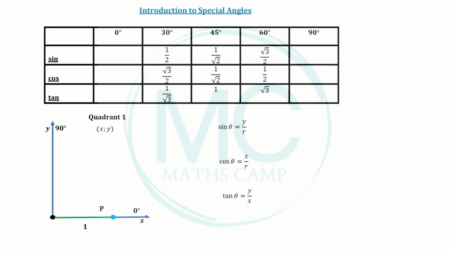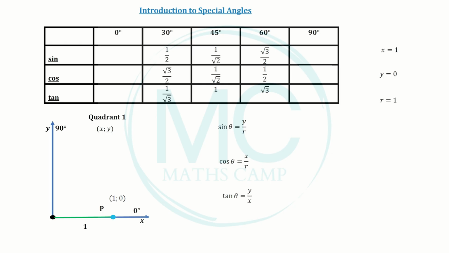Now the x-coordinate of point P is the distance between P and the origin along the x-axis. The point is 1 unit from the origin, so the x-coordinate of point P is 1. The value of the y-coordinate is the distance of the point from the x-axis. Point P is on the x-axis, so our y-coordinate is 0. Let's make a note of our coordinates, 1 and 0. Now we can see that x is equal to 1, y is equal to 0, and r takes on the length of the terminal arm, which in this case is 1.